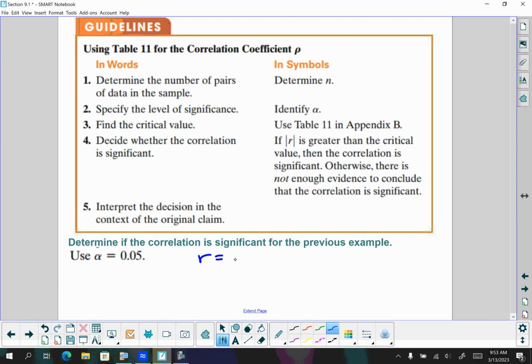Okay, so let's do it for the last problem that we just had. Our r value was negative 0.9078. The next thing we need to figure out is the critical value from our chart. They're telling us to use an alpha of 0.05, and remember our n for the last problem was 7. So we're going to find where those intersect on our chart. We're going to find n is 7, alpha is 0.05, and then look in that particular row and column, and you should see a critical value of 0.754.